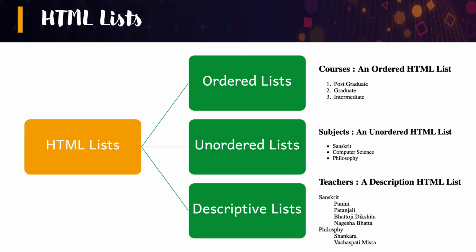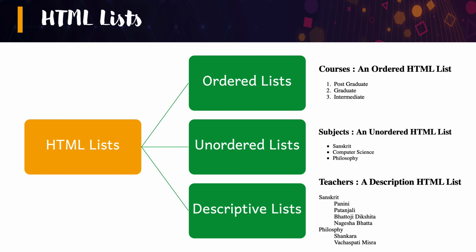And then there is a descriptive list. A descriptive list is something that is new, as in we don't really see them in Word or PowerPoint or any other word processing software. What is a descriptive list? A descriptive list has two parts. A descriptive list is a combination of multiple smaller lists, each smaller list having a heading equivalent.